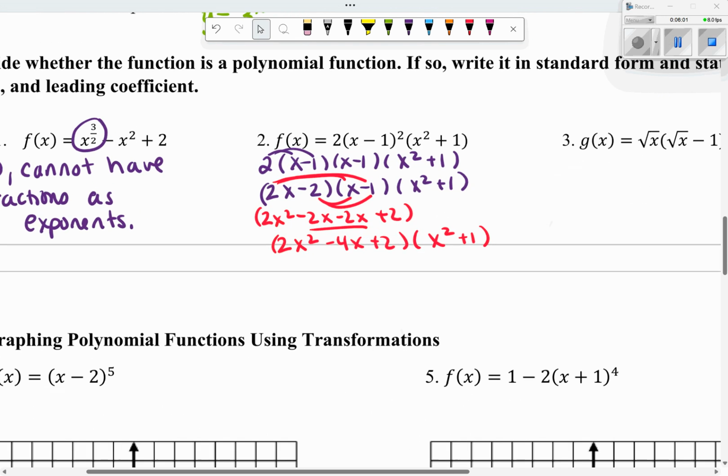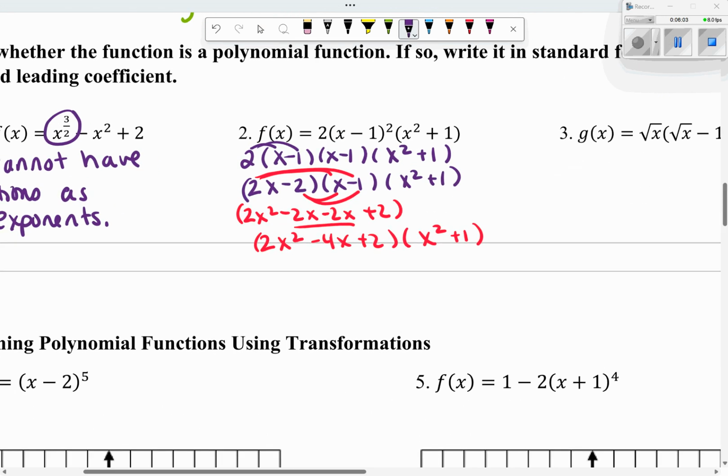So for this one, if we FOIL that again, we're multiplying this by the 3 terms. So we have 2x squared times x squared and 1. So that gives us 2x to the 4th plus 2x squared. And then negative 4x times x squared and plus 1. So minus 4x cubed minus 4x. And then the 2 gets multiplied by the x squared plus 1. So plus 2x squared plus 2.